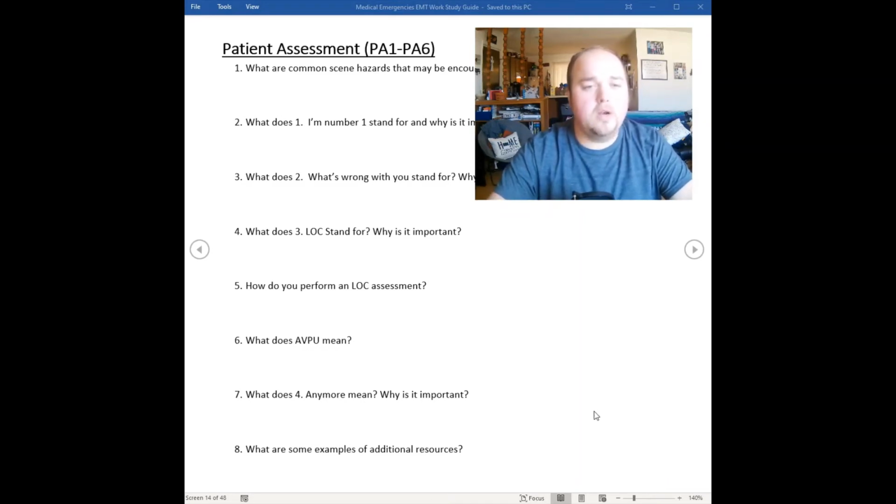What are some examples of additional resources? We think about, from just fire departments to maybe the dog catcher, to an individual who is involved with babysitting. We need to call grandma to come babysit the child who's in the back bedroom, and she's going to be an additional resource. So you've got to think about things a little outside the box when we talk about patient assessment.